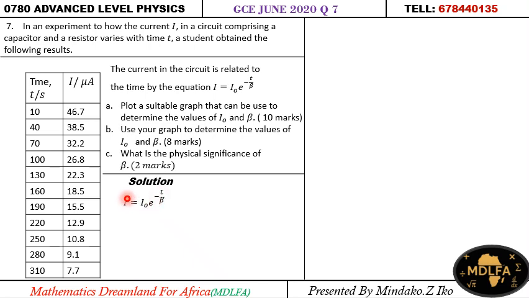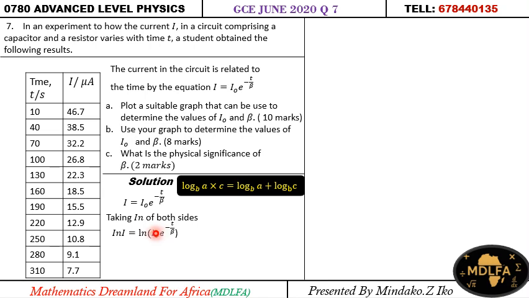What we are going to do now is take ln on both sides of the equation. So we are going to have ln I equal to ln of I naught exponential negative t on beta. Here we are going to apply the law of logarithm: if you are multiplying two quantities, you use the addition law, which states that the log of a to the base b, multiplied with c, is equal to the log of a to the base b plus the log of c to the base b. Since we are multiplying here, it means we add.